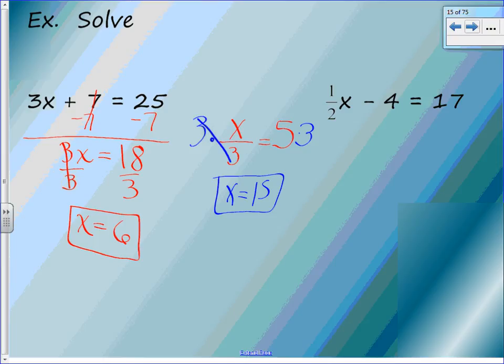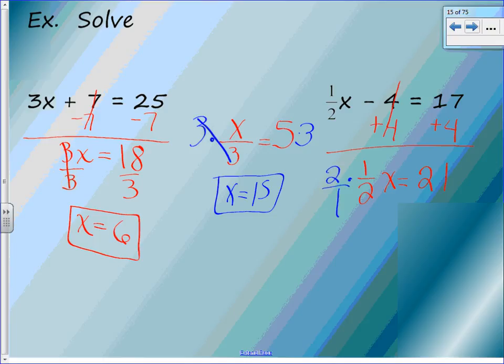Okay, let's look at this one. We have 1/2 x minus 4. So instead of subtracting 4, what are we going to do, Damian? Add 4. Good. So we get 1/2 x equals 21. Now, when there's a fraction, you really don't want to think about dividing fractions. Multiply by the reciprocal. Good. So the reciprocal of 1/2 is 2/1.